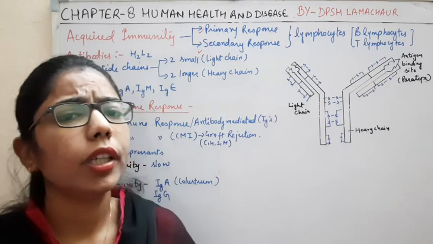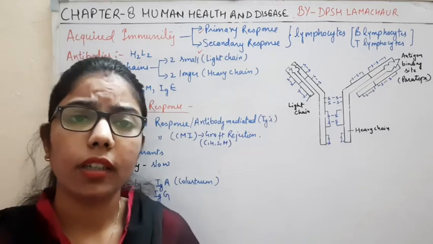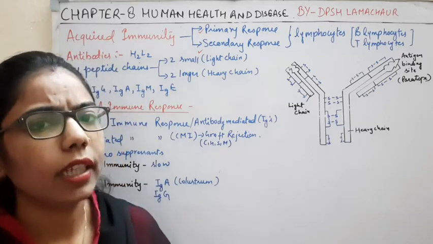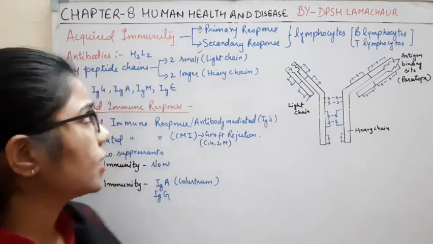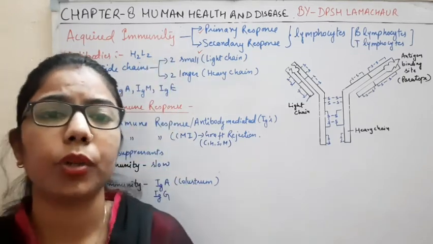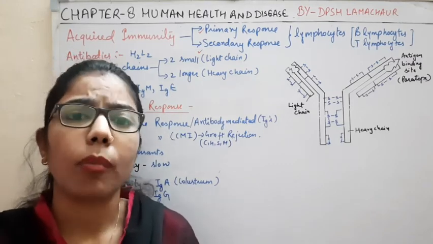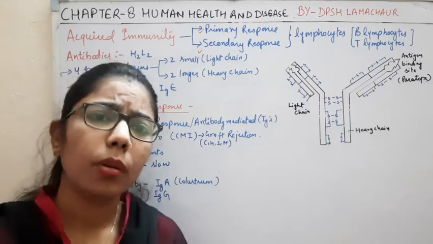Innate immunity is the immunity which we get from our birth. And the second one, acquired immunity, is the type of immunity which we get from our environment after our birth.